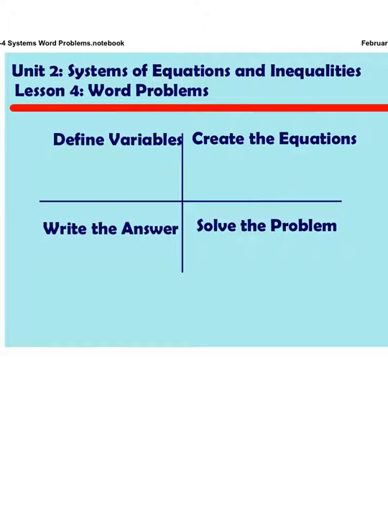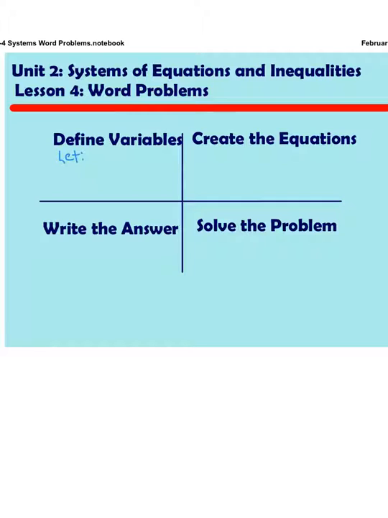So today we're going to focus on word problems related to systems of equations. You're going to be required to complete your word problems using this four-step plan. When you define your variables, it can be one of a couple of things. You could define your variables with just a plain let statement. So let x equal the number of rabbits and y equal the number of cats.